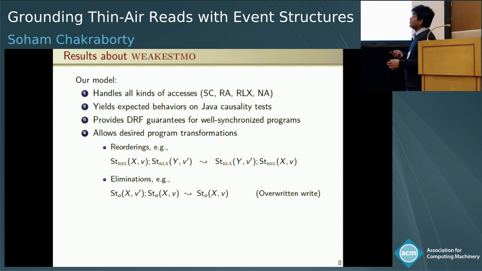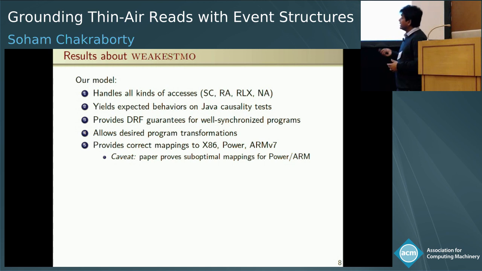We also allow certain elimination transformations. For example, if there are two store operations, and the first one is overwritten, then it is sound to eliminate this first store operation in our model. In addition to that, we provide certain correct mappings for x86, Power and ARMv7 architectures. But so far what we have proved is the suboptimal mapping. We are yet to prove the correctness of the most efficient mapping on these architectures.